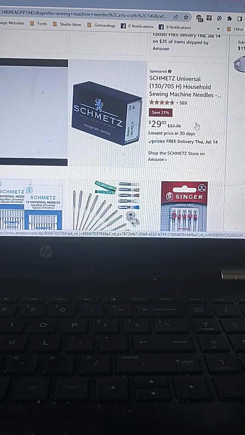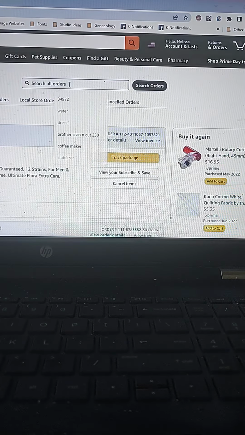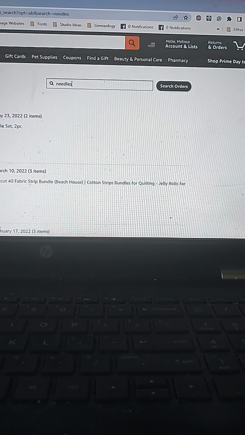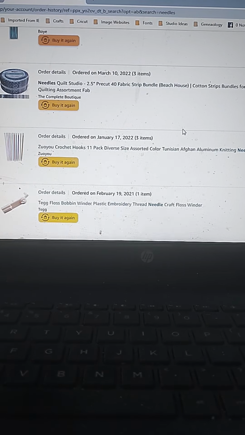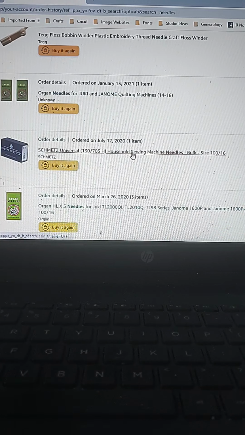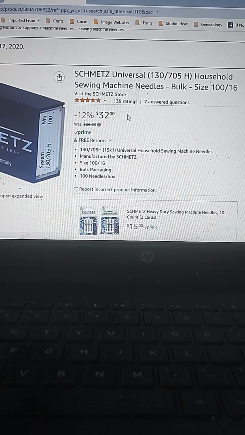I normally buy Schmetz in boxes this size. I'm going to go back up here to my orders and look at needles again. I literally went through my already purchased list to see what was on sale. Here's the Schmetz household sewing machine needles that I buy normally. 12% off, $32 for them instead of $36. Not a killer deal, but it's a pretty good deal for you.